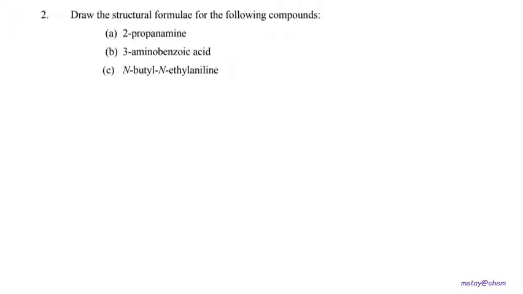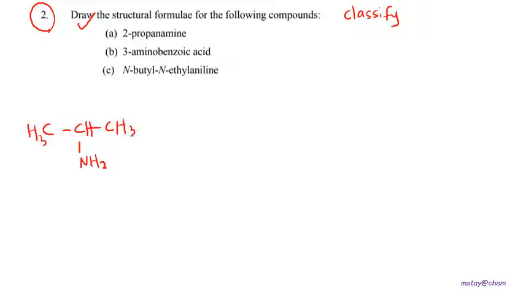Okay, without wasting time, let's start with tutorial question number 2. Draw the structure, and later we can also try to classify. 2-propanamine will consist of 3 carbons. The second carbon will attach to the amino group, so CH3, here need another 1 bond, here need 3 bonds. In this amine, the nitrogen is bonded to 1 carbon only, so this one is a primary amine.